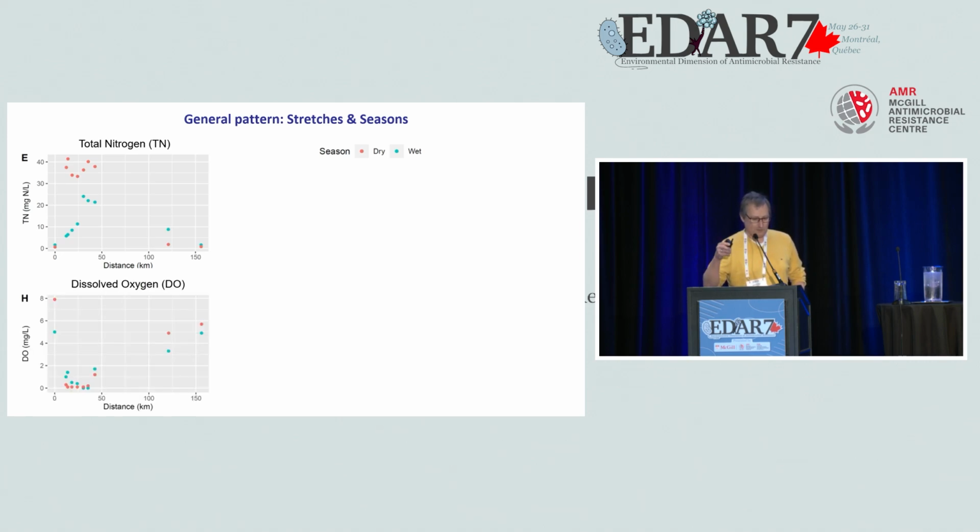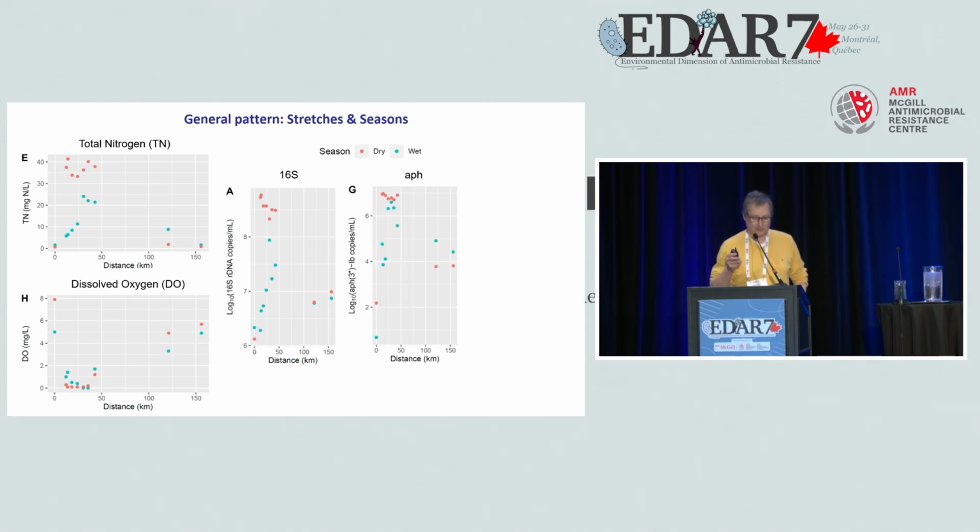Dissolved oxygen, opposite picture, so high upstream, dropping down to 0 within the city and slowly recovering downstream. Wet season again a bit more mixed. 16S, also like nitrogen, jumps up in the city, drops down downstream, not quite as far as it was upstream.